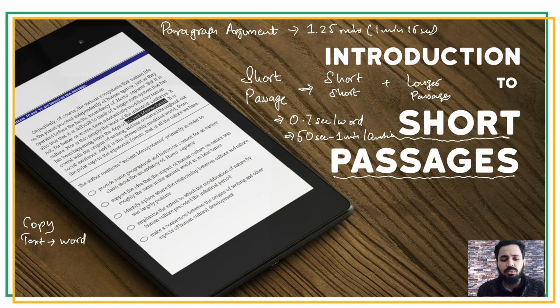And let's say Microsoft Word, or any other software that shows you the word count, right? Let's say it shows that the passage has 250 words. I'll pick up my calculator. 250 times 0.7, okay, that's 175 seconds, divided by 60, okay, so that's like 2.9 minutes.